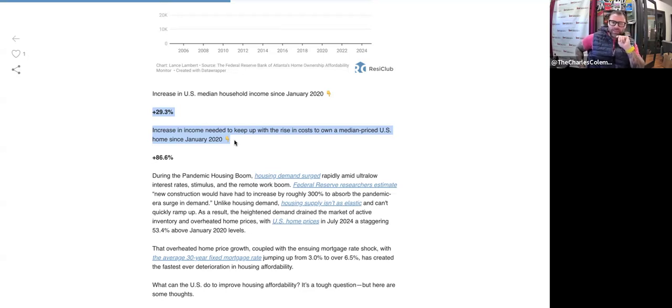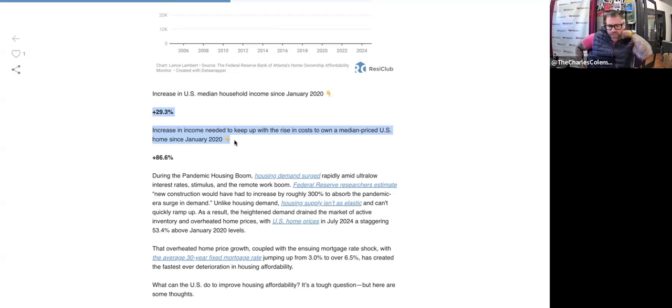86.6% during the pandemic housing boom. We saw housing demand surge rapidly, aided by ultra low rates, the stimulus, and the remote work boom, right? We had a lot of people move to the panhandle. We had a lot of people move to Texas. We had a lot of people move to Florida. We had these huge states that could take a lot of people, and they moved. It says new construction would have had to increase roughly 300% to absorb the pandemic era surge in demand.